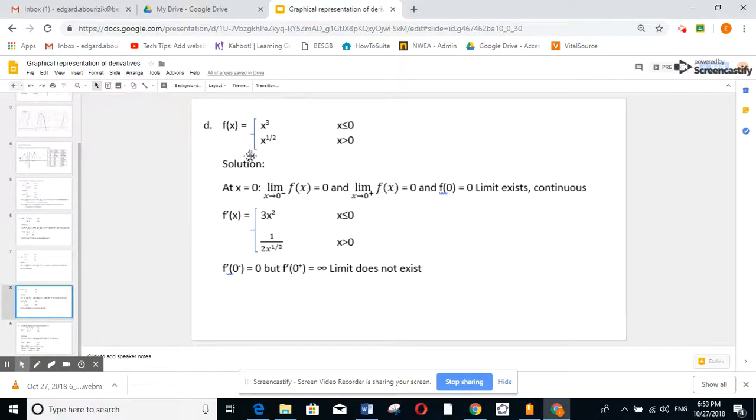Another example, if you have this function, I first of all do the limit as x tends to 0 minus, it's 0, with x cubed. And at 0 plus, with the square root of x, it is 0. And f of 0 here is 0. So the limit exists and it's continuous.